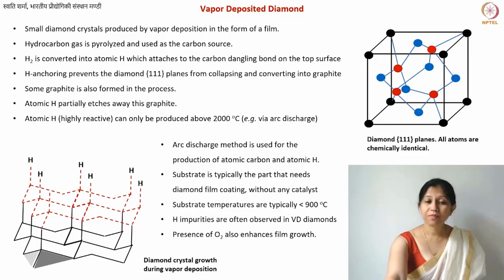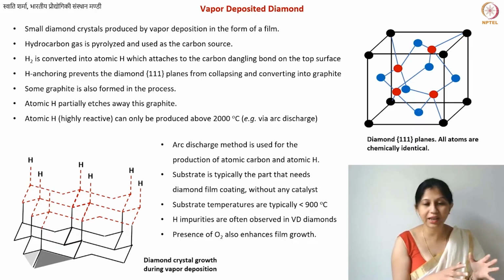Fine. So yeah, hydrogen impurities are often observed. But one more interesting thing is the presence of oxygen. So we often avoid the presence of oxygen in the case of carbon production, right? But here the temperatures and the energy of the entire system is so high that even oxygen can convert into atomic oxygen.